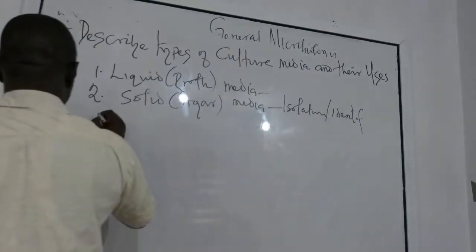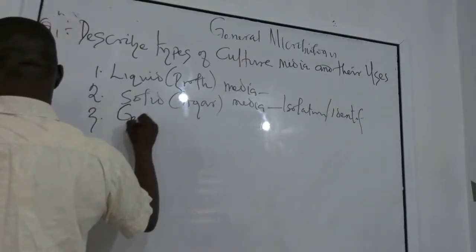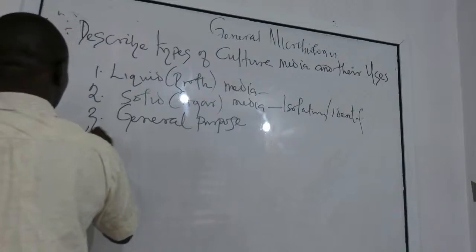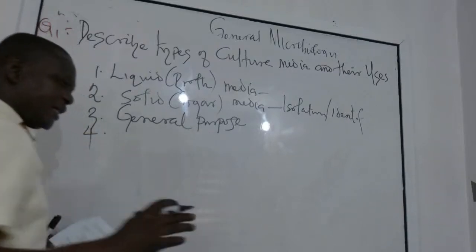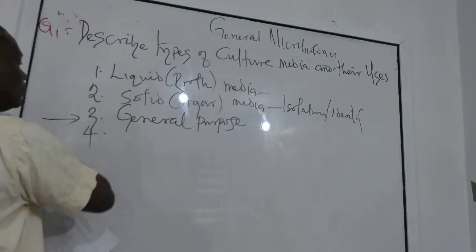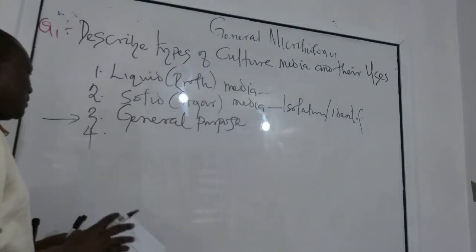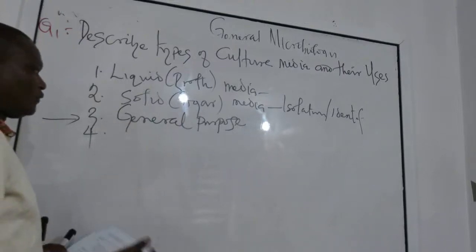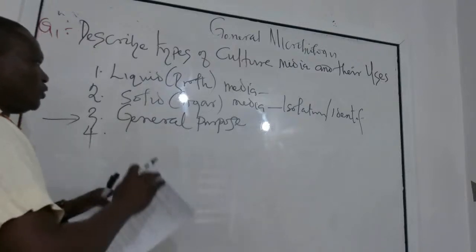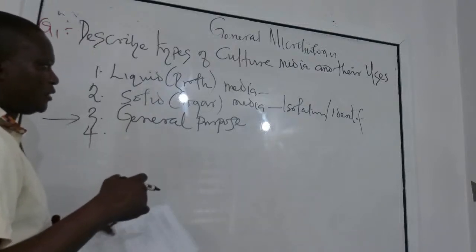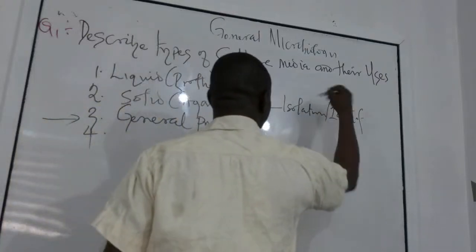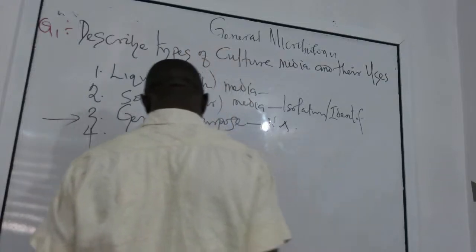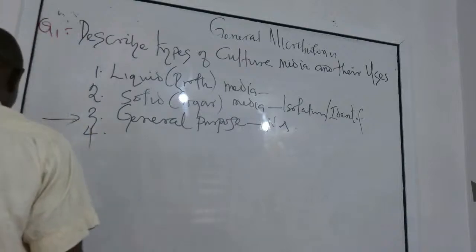Okay. Then number 3, I made mention of a general purpose agar. General purpose is for general. I told you that it isolates both bacteria and fungi and other things will grow on that. And I gave you an example of that. If you are not interested in identification, you make use of general purpose agar like nutrient agar or nutrient broth. Okay.